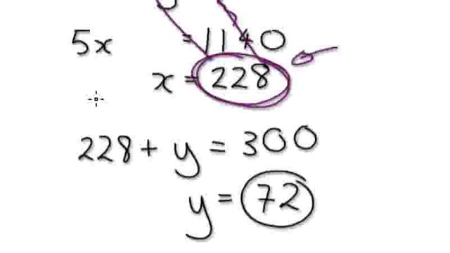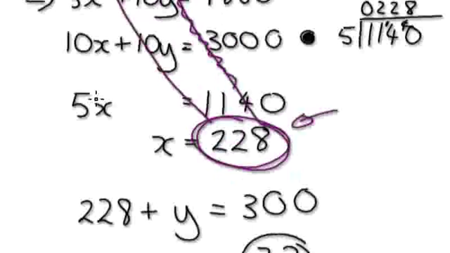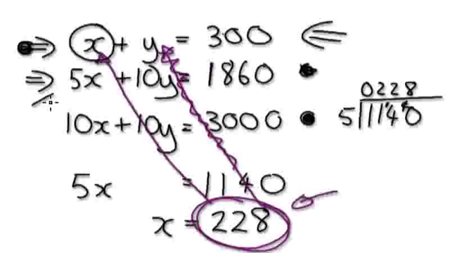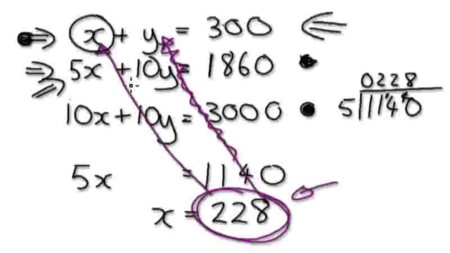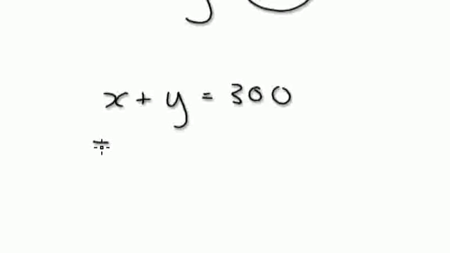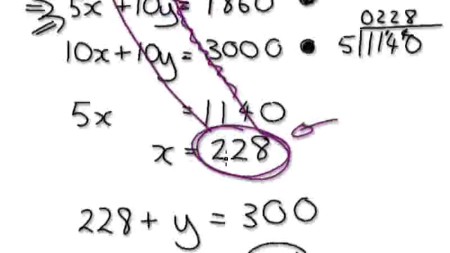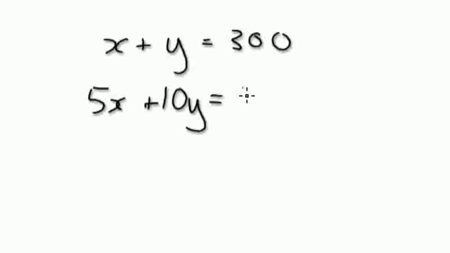Yeah, let's start again here. So remember our two equations: x plus y equals 300, and the other equation was 5x plus 10y equals 1860. Now let's rearrange this.